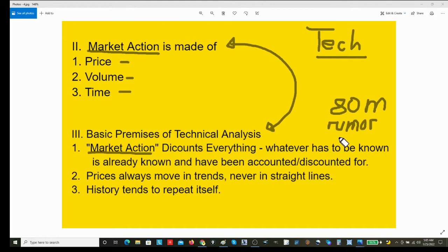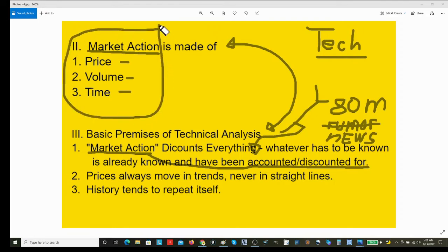Somehow, this rumor already creates price action on an upward trend. So by the time this rumor is no longer a rumor but becomes news, and you see it in your newspaper or whatever, you might expect this to go up, but actually it does not. It goes sideways. The price of the stock just goes sideways because the rumor has already been proven true. This is what's meant by whatever has to be known is already known and has been accounted for or discounted for. Where? Here, in market action, which means price, volume, and time.